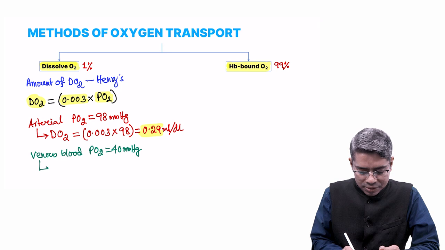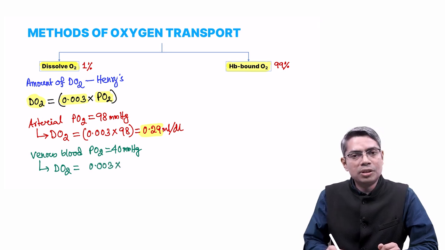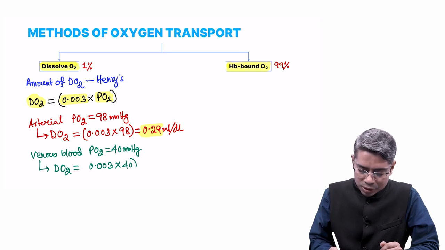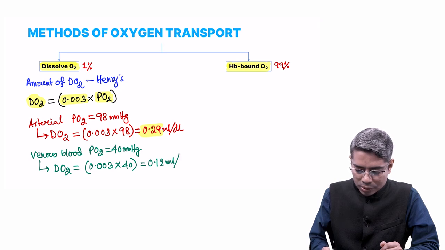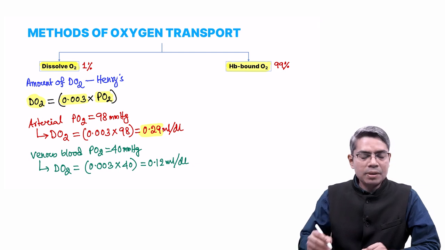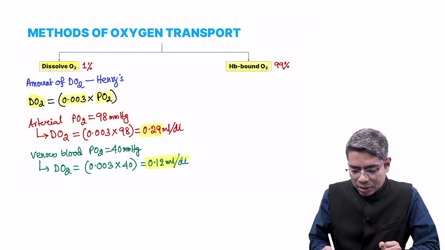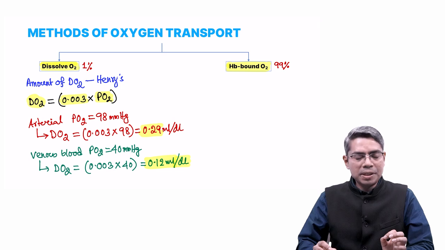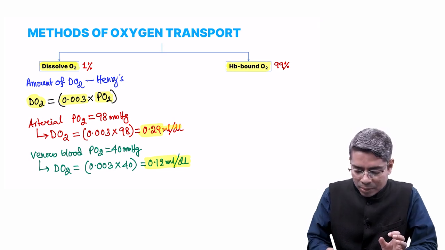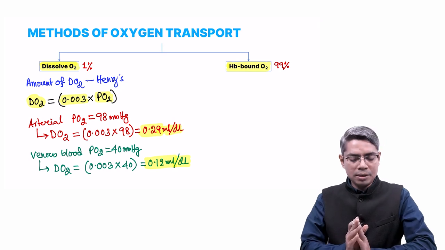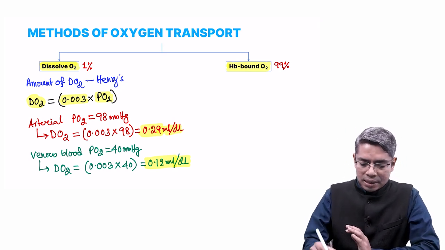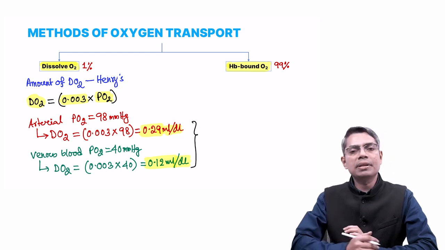So in this case, the venous blood dissolved oxygen content according to Henry's law will be 0.003, that is the solubility coefficient of oxygen, multiplied by the partial pressure of oxygen in the venous blood, and that is equal to only 0.12 ml of oxygen present in 100 ml blood. So if I ask you what is the dissolved oxygen content in the venous blood, only 0.12 ml of dissolved oxygen is present in 100 ml of blood, and in case of arterial blood, that is 0.29 ml. So from this we can easily understand that the dissolved oxygen content is very low.